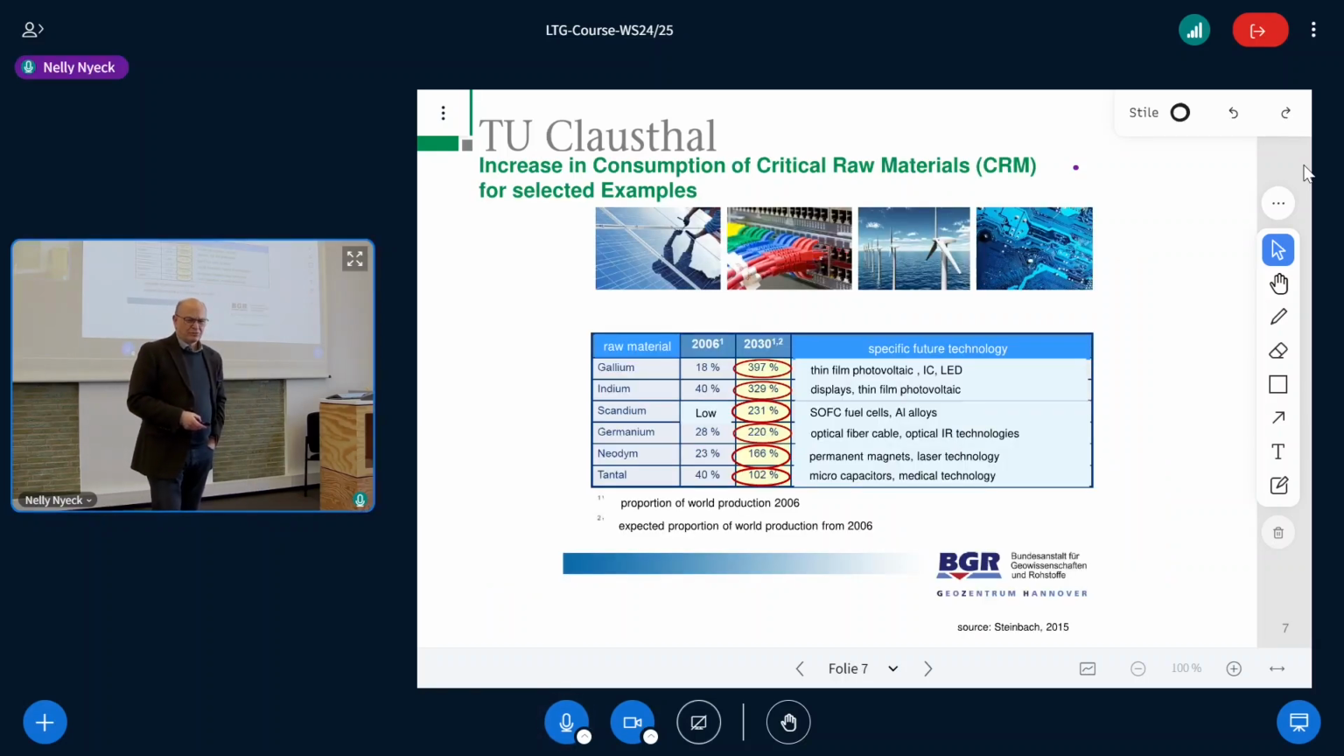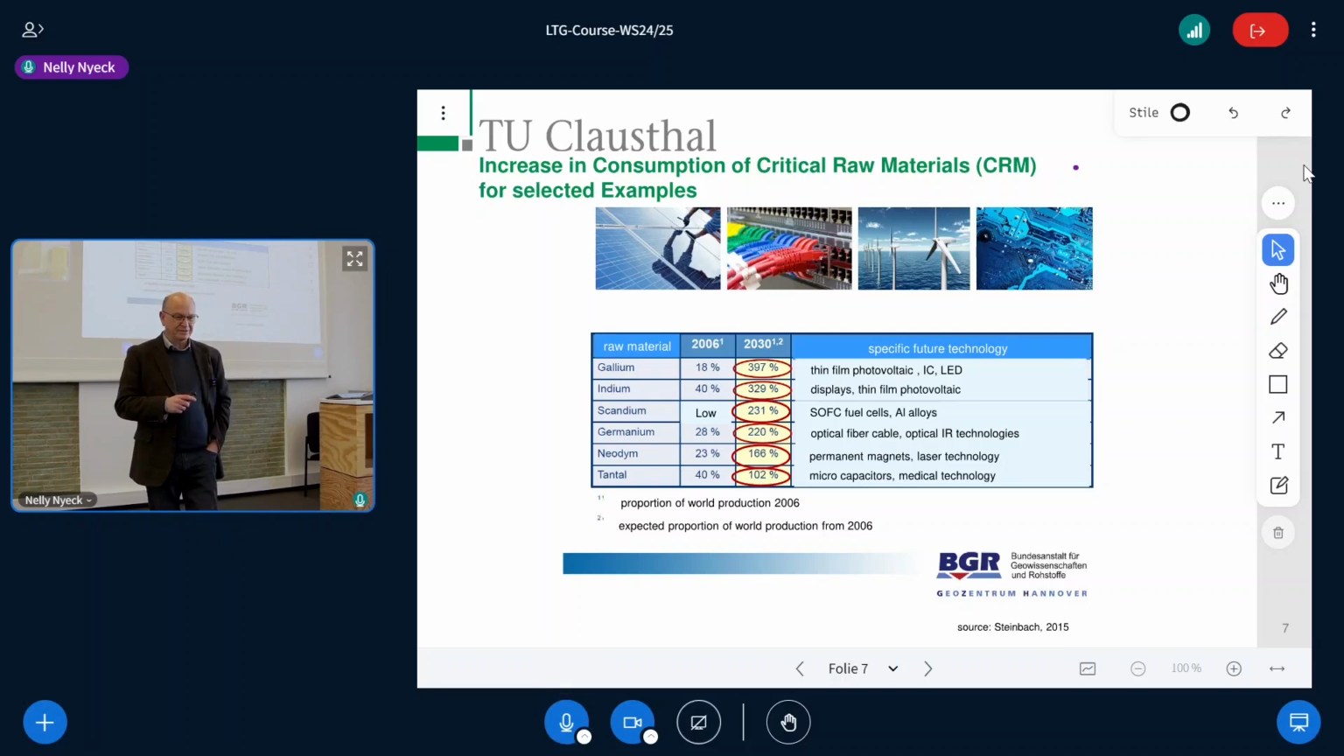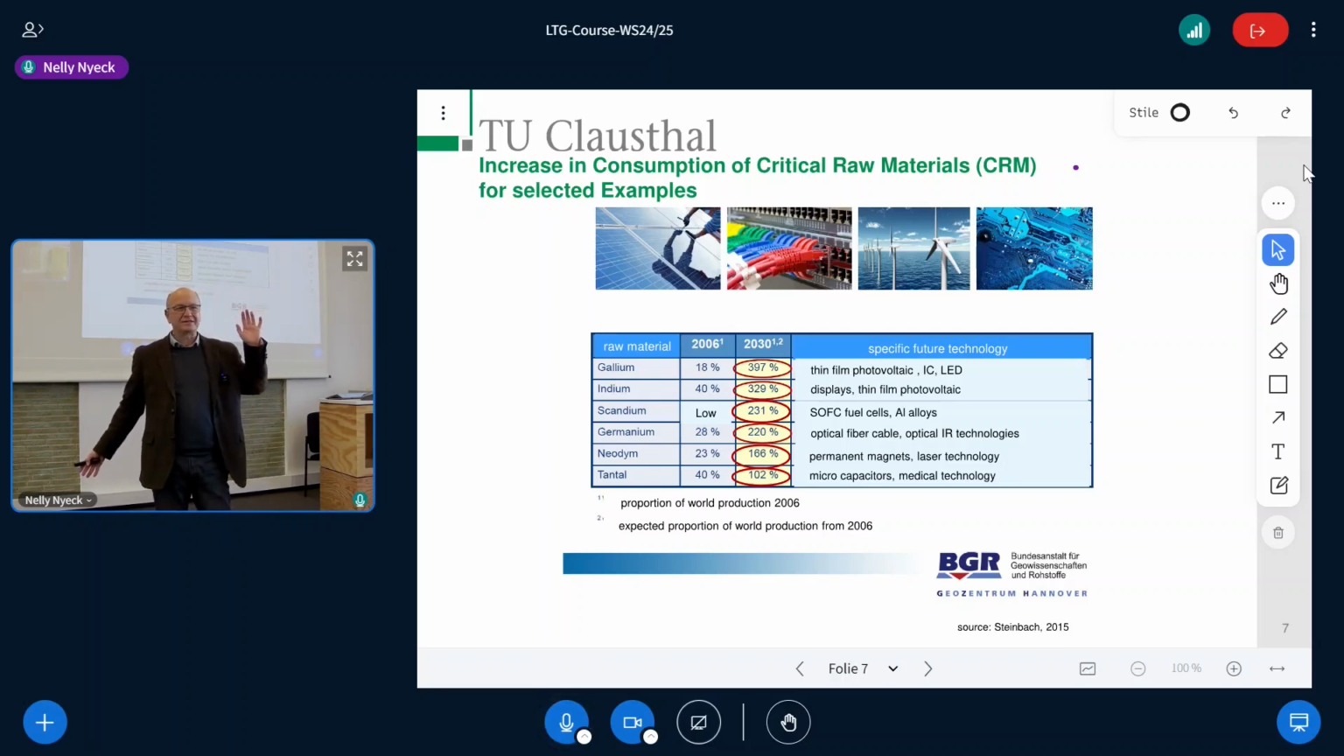How scarce and how critical those elements could be, I would like to show you in this chart. What you can see here is for some elements. Meanwhile, you could prolong this list for plenty of other elements. Just a very short snapshot on that. For example, you see gallium. And what do the numbers say? In the year 2006, we used 18% of the world production of gallium for thin film photovoltaic, IC, that means electrics, and LED.